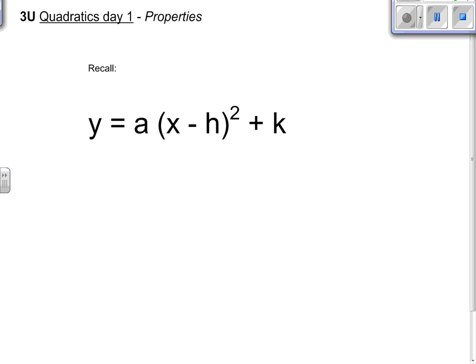Hello 3U, we are on our day 1 of our quadratics unit and I'm expecting this is going to go very well. First of all, because I'm eating Oreo cookies while I record this and that's helping a lot.